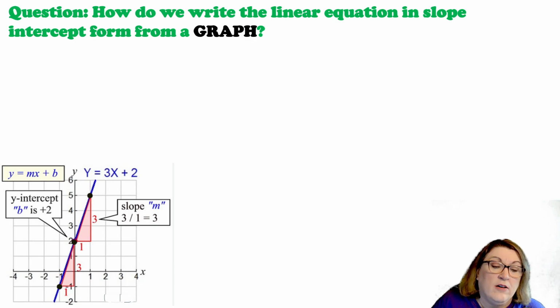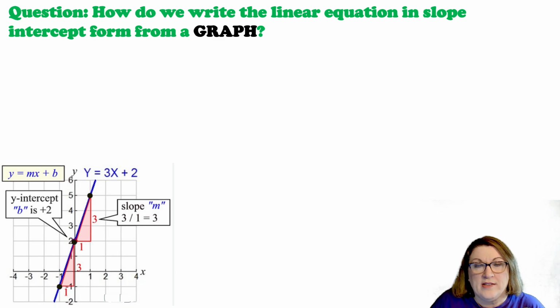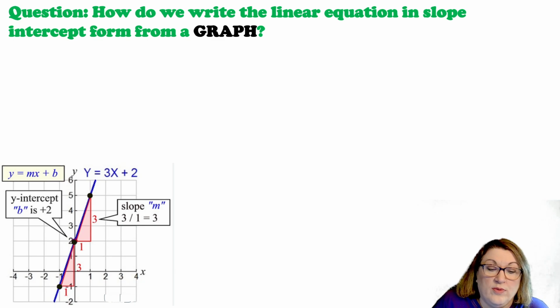There's an example here of the equation y equals 3x plus 2. As you can see, the 2 is the y-intercept point. It is the point on the y-axis where this line crosses. And all of the points on that axis start with 0. So that point is actually 0, 2, or 0, b, you could say.